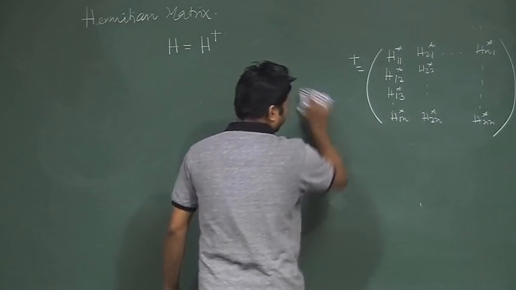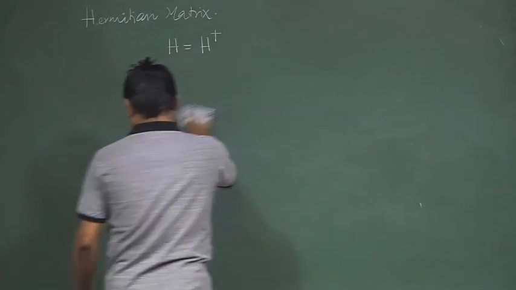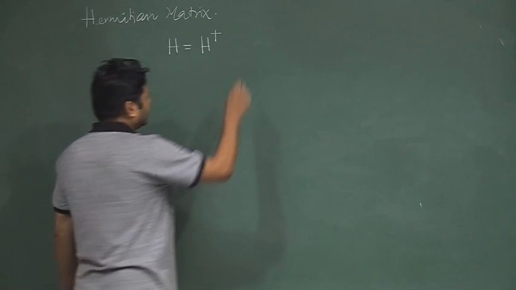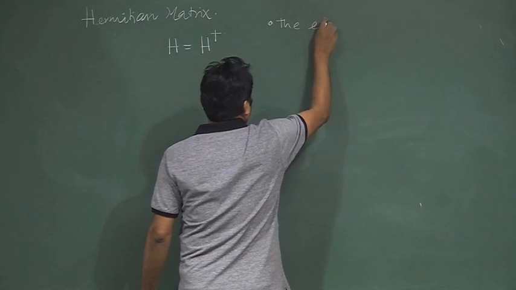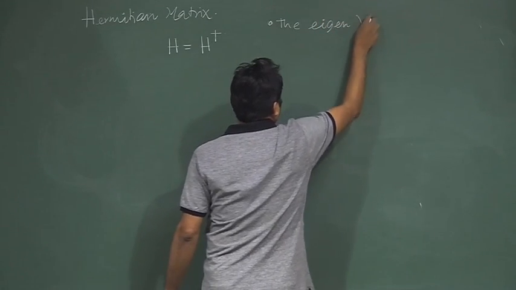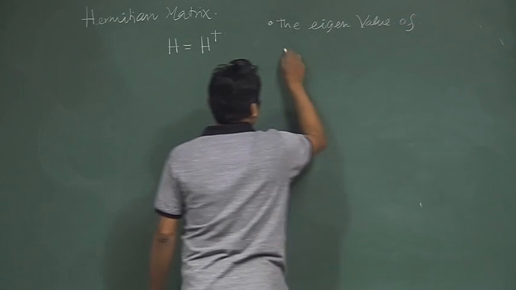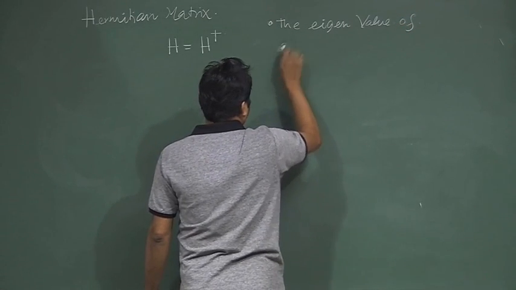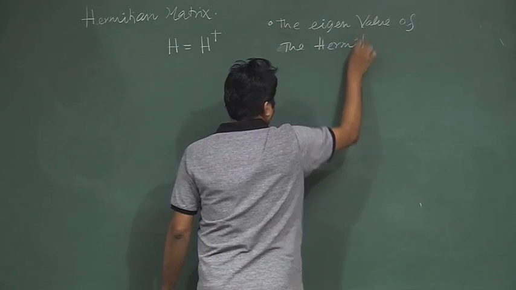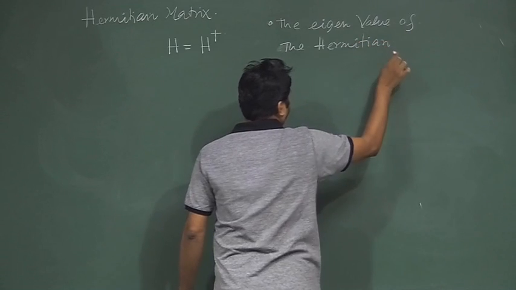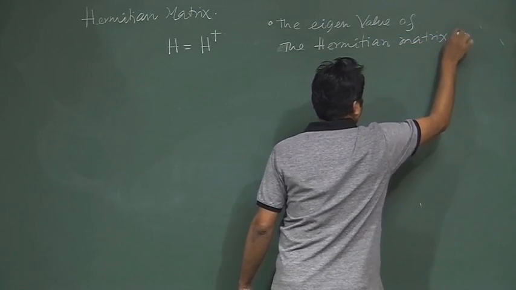Now the next most important thing for a Hermitian matrix, why it is so important, you can readily understand. Let me write down first: the eigenvalue of a Hermitian matrix is real.